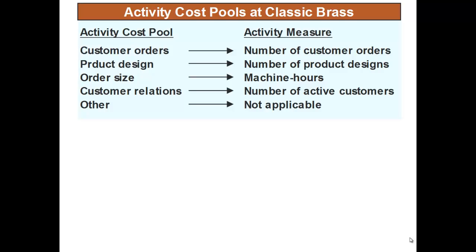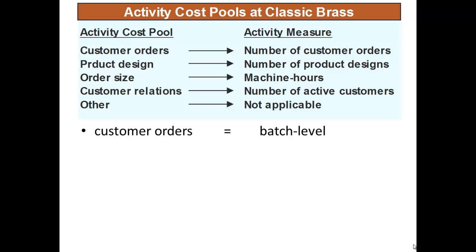When we're looking at customer orders, one of the measures we're going to use is the number of customer orders. When we're looking at product design, you can look at the number of product designs or the number of product design changes. When you look at order size, we can look at machine hours. Customer relations, number of active customers, and then for everything else, there is not one specific activity measure that we're going to look at.